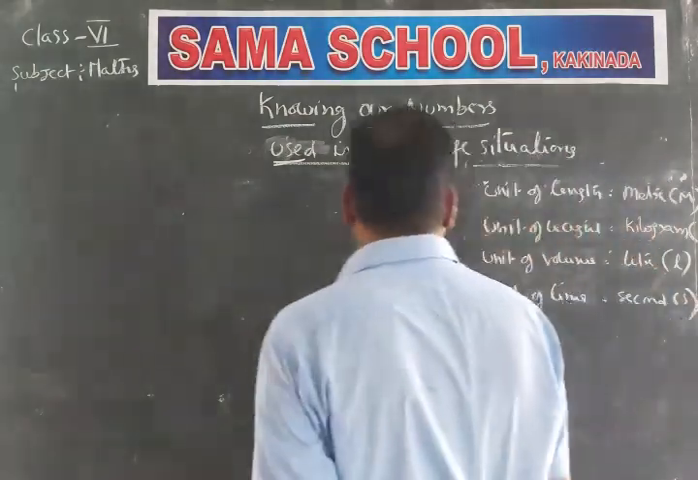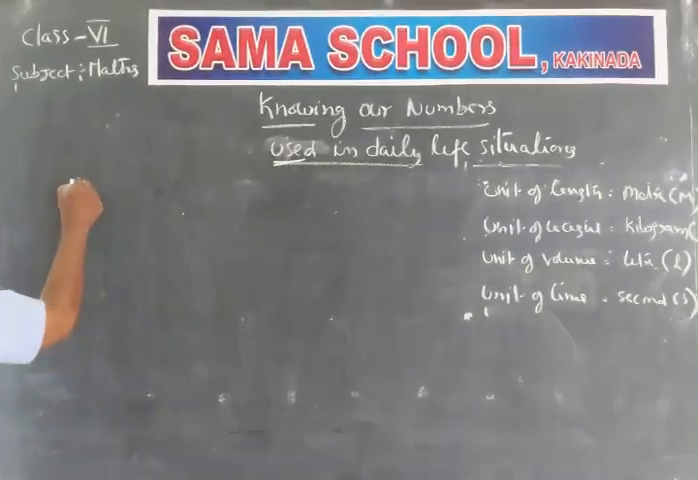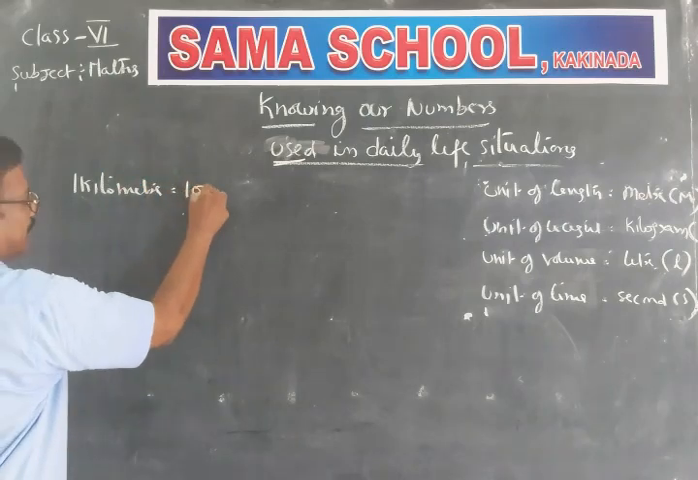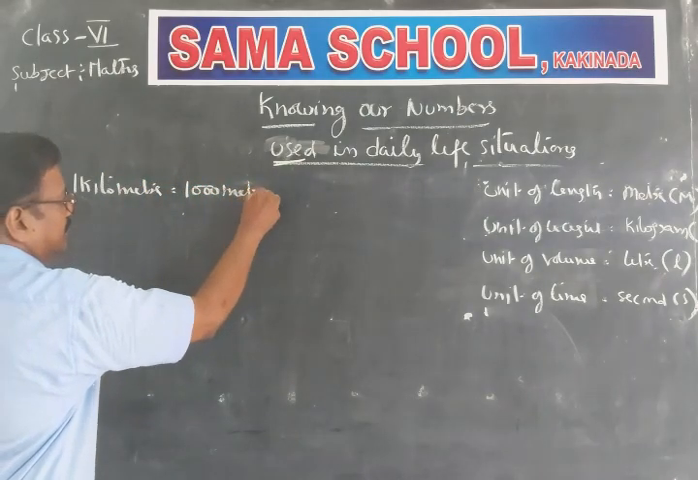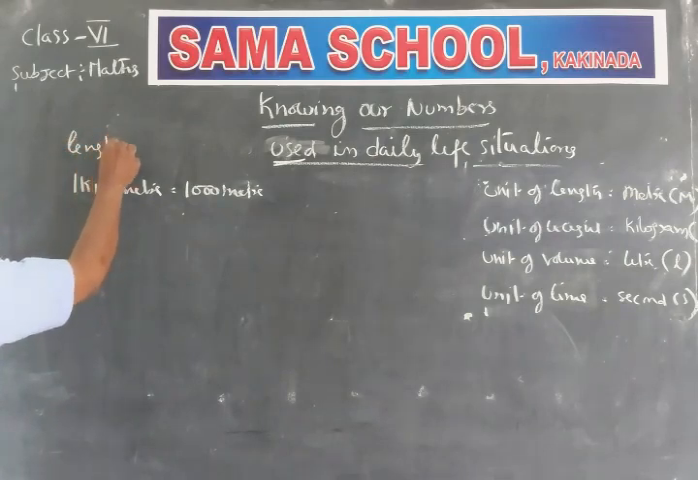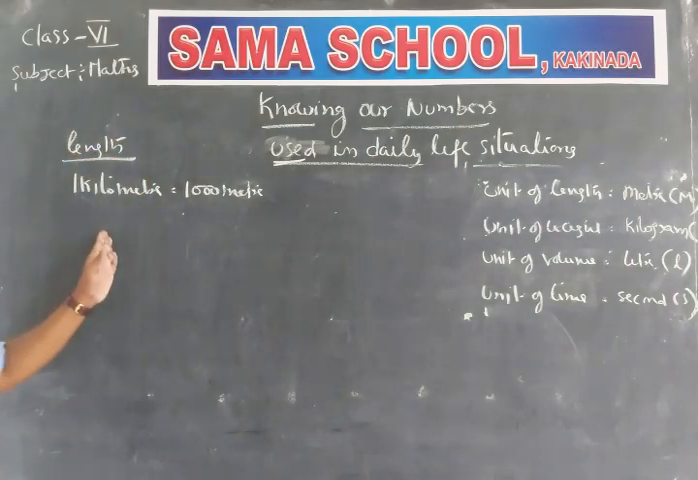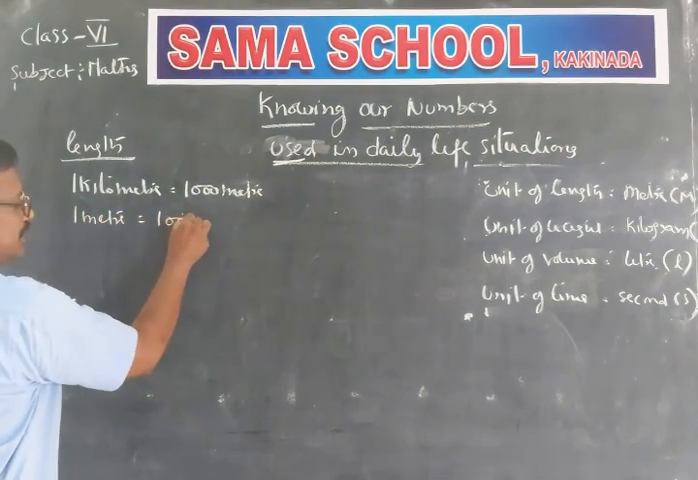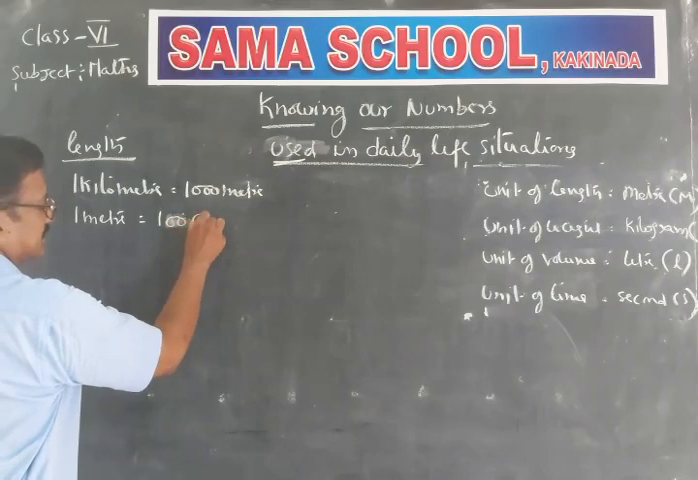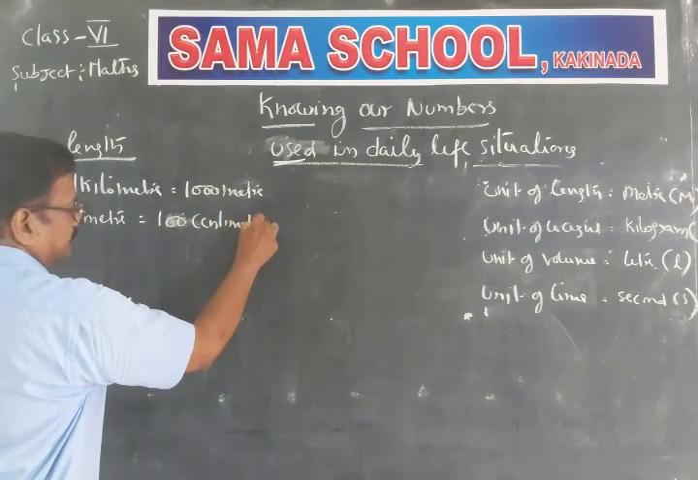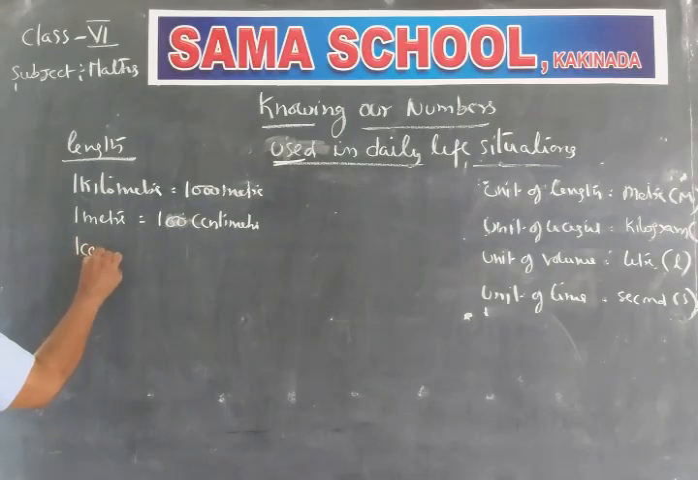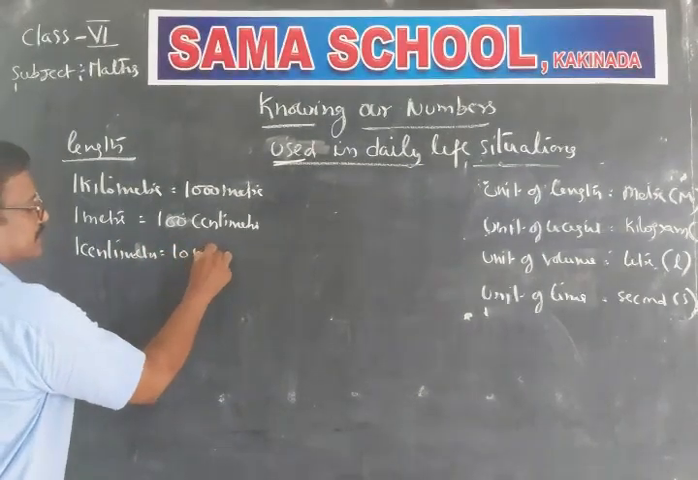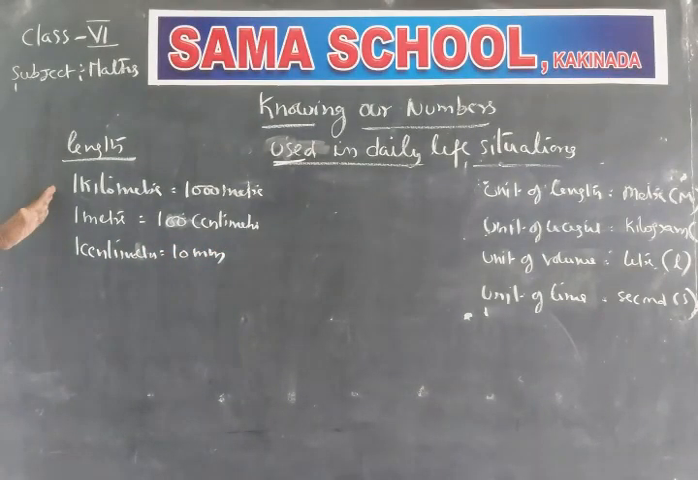Now, measurement of lengths. First, one kilometer. 1 kilometer is equal to 1000 meters. This is the length of the measurements. 1 meter is equal to 100 centimeters. 1 centimeter is equal to 10 millimeters.